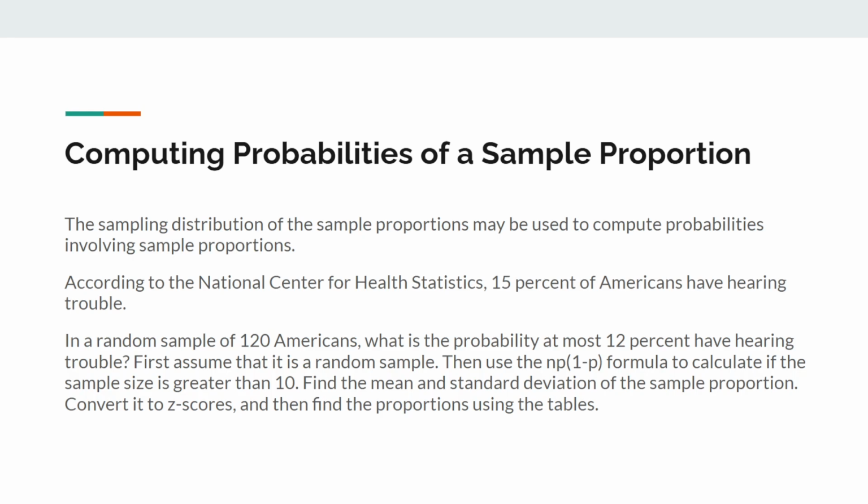So here's how we compute probabilities of a sample proportion. In a random sample of 120 Americans, what is the probability that at most 12% have hearing trouble? So 12% as a proportion would be 0.12, and 15% is the mean, so we compute 0.12 minus 0.15. Then we find the standard deviation using the square root of p times 1 minus p divided by the sample size, and then you get the standard deviation, find the z-score, and then use the probability distribution z-score graph again. So that's simply it.